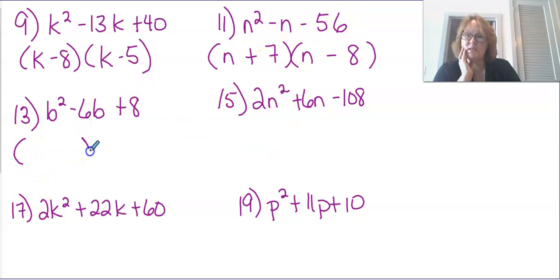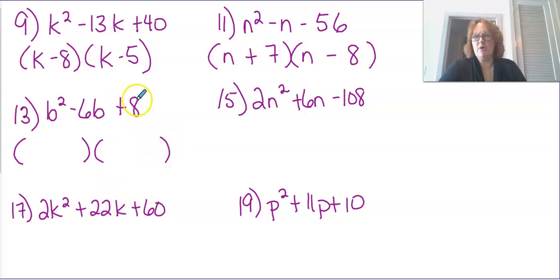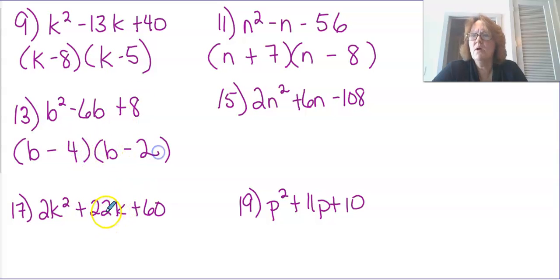All right, number 13. Same thing, factor pair for 8 that when I add them together, I get negative 6. They're both going to be negative because I've got a positive here and a negative here. So it's got to be 4 and 2. Negative 4 and negative 2 added together is negative 6, times each other, positive 8.